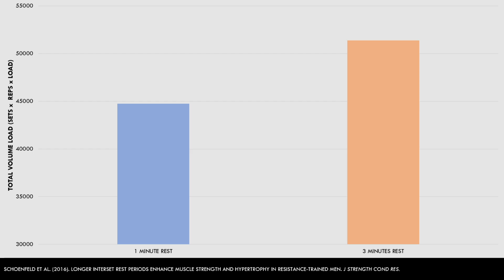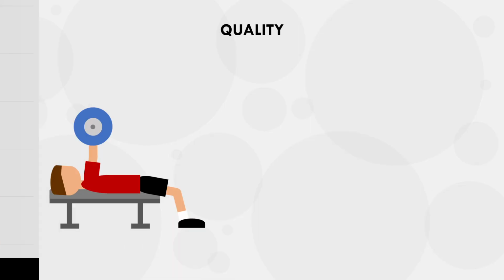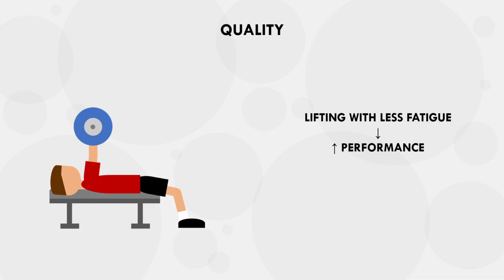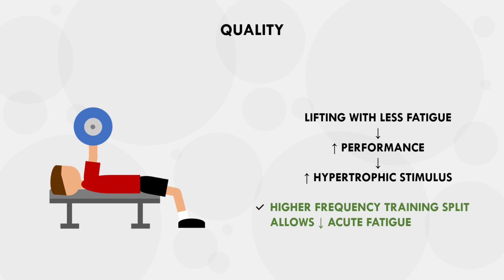While this isn't exactly what we are talking about, this study demonstrates a point. When we lift in a less fatigued state, lifting performance is better, and the hypertrophic stimulus is likely to be superior. So relating back to training splits, this has a similar practical meaning to the frequency topic. We ideally want to implement a training split which allows us to hit each muscle at least twice, if not more times per week, rather than hitting each muscle only once.